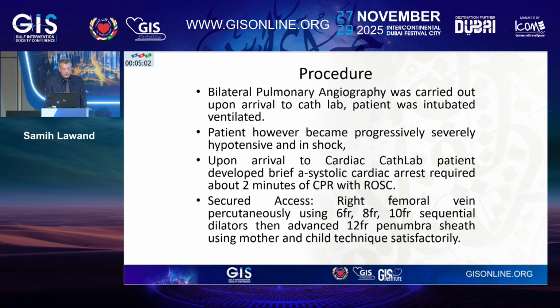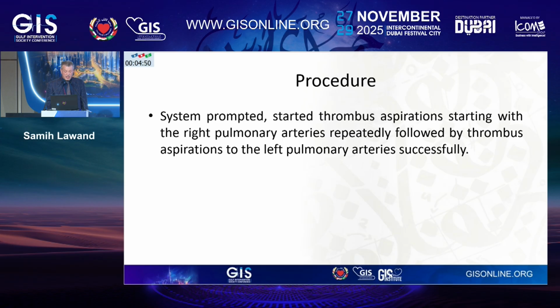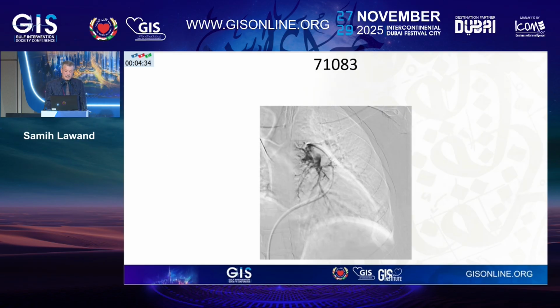At that time, we were securing access, right femoral vein, percutaneously, using 6, 8, 10, and 12 French for the actual Penumbra sheath, using mother and child technology. It was actually difficult to reach the pulmonary artery without this technique. Systemic heparin was given, and we started thrombus aspiration with the right pulmonary artery, followed by thrombus aspiration in the left. And basically, this is what we found.